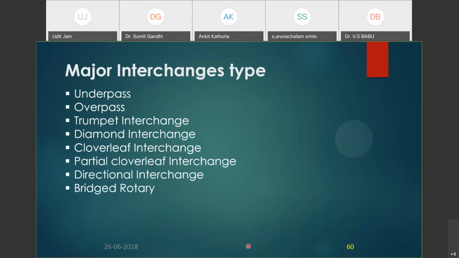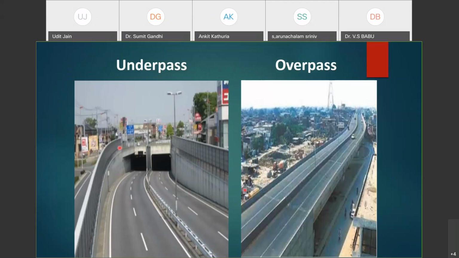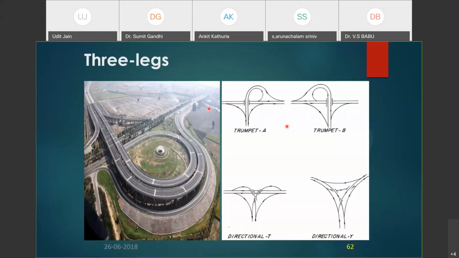The major types of interchanges are a simple underpass or a simple overpass, which we generally refer to as a flyover. Then we have a trumpet interchange, which is provided at a T intersection. There is a diamond interchange, cloverleaf interchange, partial cloverleaf, bidirectional interchange, and a bridged rotary. I will show you images of a few of them. So this is a simple underpass or a simple overpass, which you must have very commonly seen. This is a trumpet. A trumpet basically eliminates all the conflict points at a 3-arm intersection or at a T intersection.